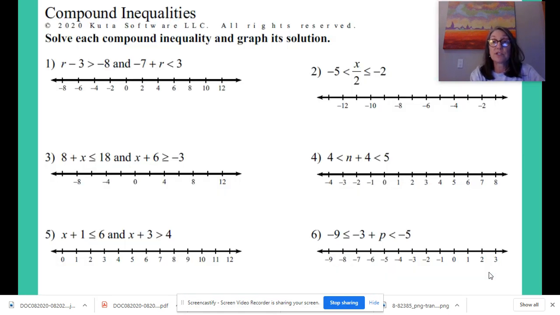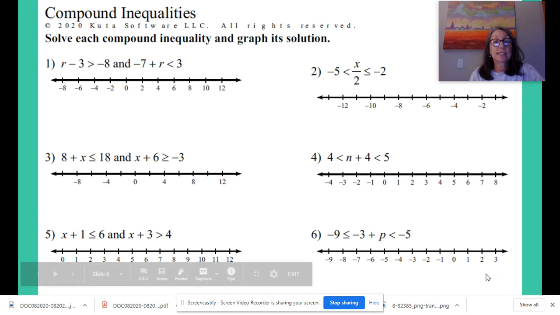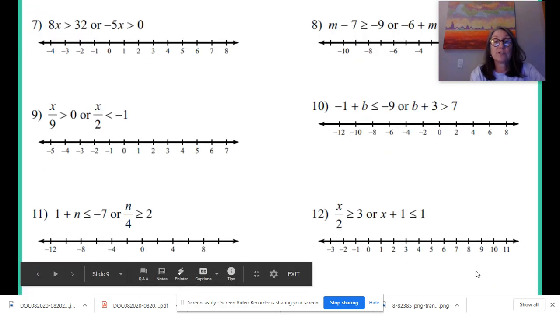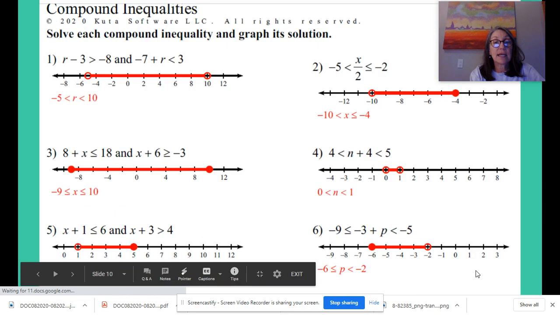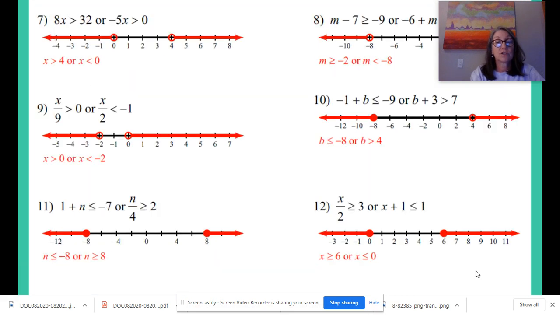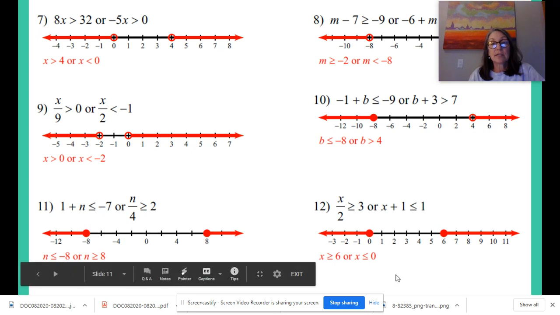Here are some examples that you can work through and test. There are 2 pages of these, and the answers are here, should you want to go through those. In class, we're going to go through some of these. Let me know how it goes, and let's do some compound inequalities.